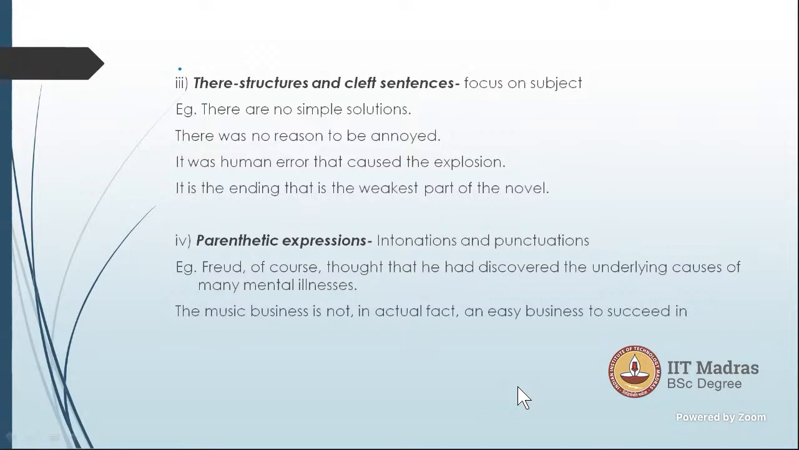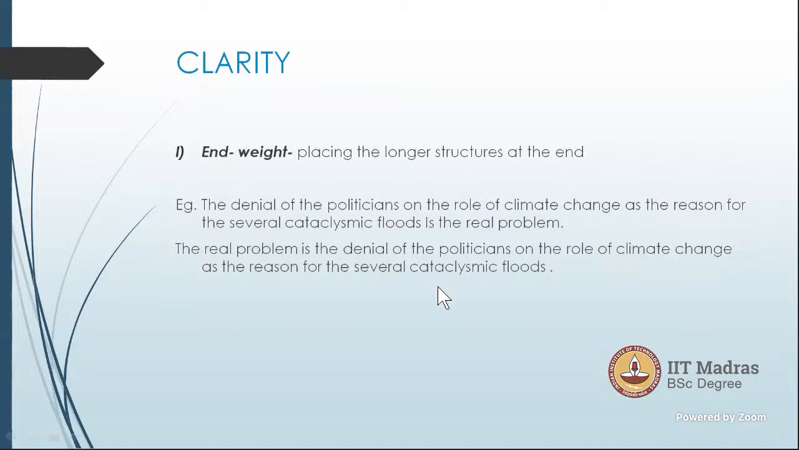All right, so now moving on, we'll go to the second one. So we were discussing how to improve emphasis within the sentences. Now we're going to the second rubric, which is clarity. Okay. Now we'll talk about how clarity can be achieved in writing through several constructions. The first one is end weight.